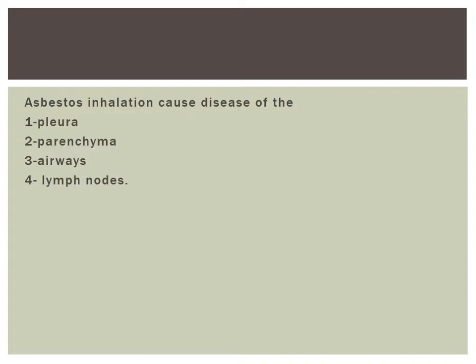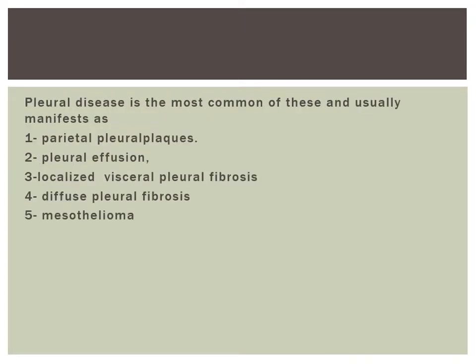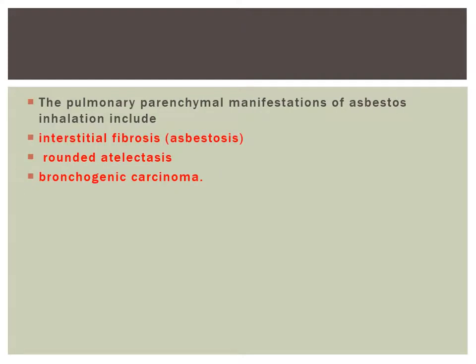Asbestos inhalation causes disease of the pleura, parenchyma, airway, and lymph nodes. The pleural disease may accumulate in the parietal pleura and cause pleural plaques, may cause pleural effusion, localized visceral pleural fibrosis, or diffuse pleural fibrosis, and sometimes can cause mesothelioma. Pulmonary parenchymal manifestations either cause interstitial fibrosis, which is called asbestosis, round atelectasis, or bronchogenic carcinoma.